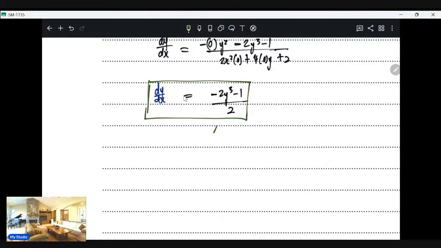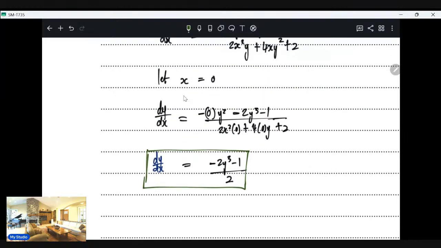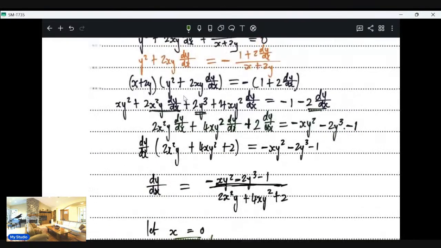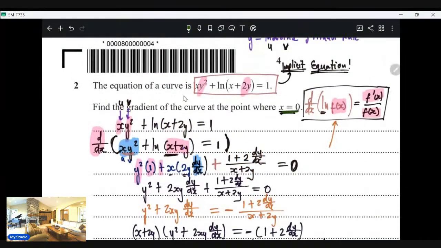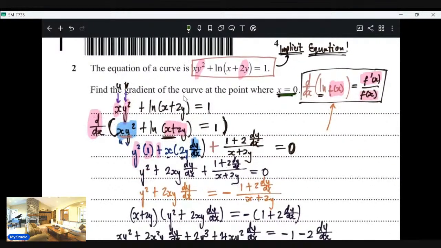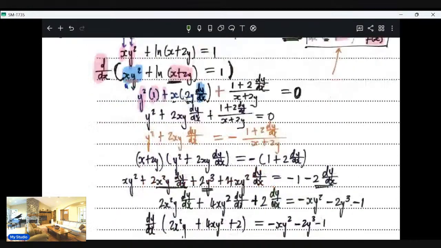Because we want to remove this y. So we want to know, we've said let x be 0, but what about y? What will y be? Do you get it? So we need to know what y is going to be when x is 0. So we rewrite the original equation and we are going to find out what is y when x is 0. So it'll be xy squared plus ln x plus 2y is equal to 1.